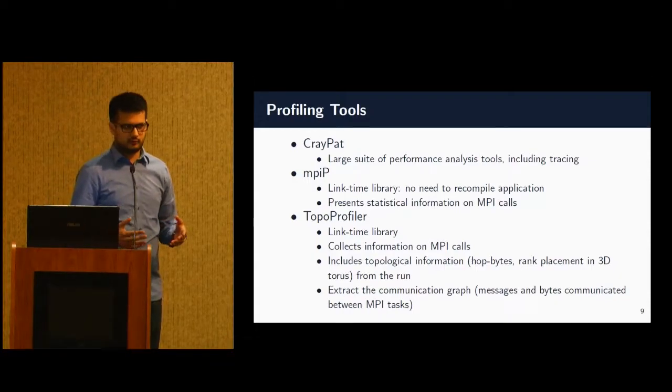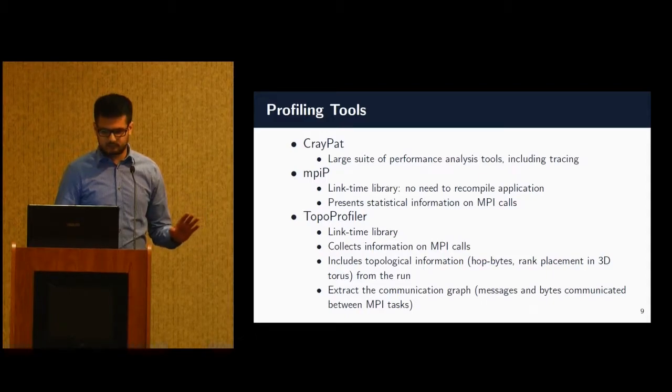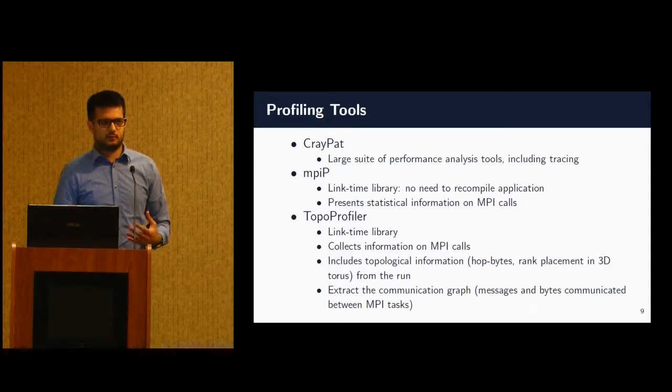Another tool that's more general is called mpiP. It's a link time library, so you don't need to recompile your application. And it presents statistical information on MPI calls, how many there were, how long they took, information like that.